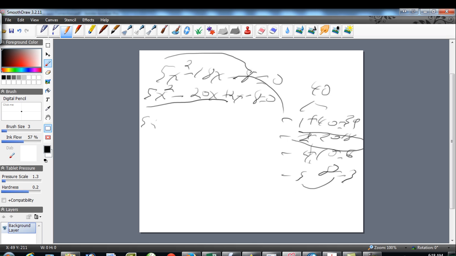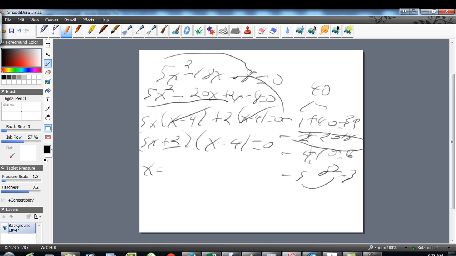Underline what comes out. 5x, x minus 4 plus 2, x minus 4 equals 0. Cancel, cancel. 5x plus 2. What's left? X minus 4. Now, how do you find your pieces? Set them equal to 0. X equals what? Change the sign. Divide by the number in front. 2 over 5. X equals what? Change the sign. Divide by the number in front. Done.